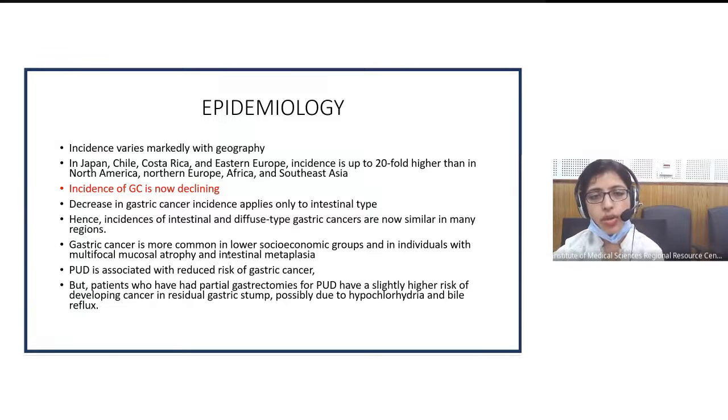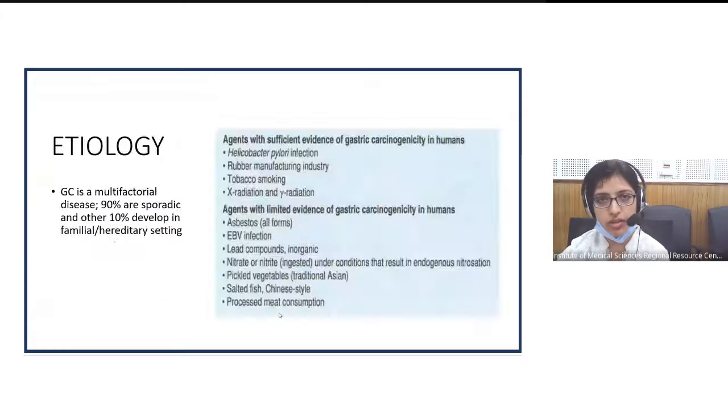Gastric cancer is more common in lower socioeconomic groups and in individuals with multifocal mucosal atrophy and intestinal metaplasia. Peptic ulcer disease is associated with a reduced risk of gastric cancer. Okay, so that is what I was telling you, the inverse relationship. But patients who have had partial gastrectomies may have a slightly higher risk of developing cancer in the residual gastric stump, possibly because of hypochlorhydria and also because of bile reflux.